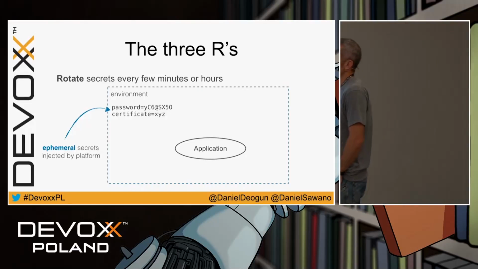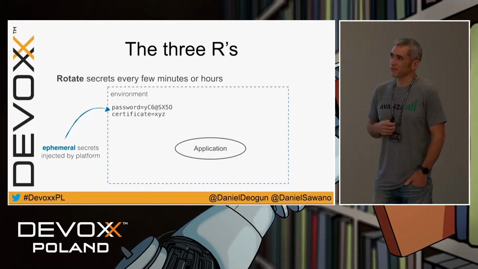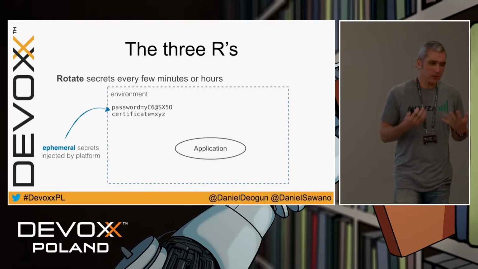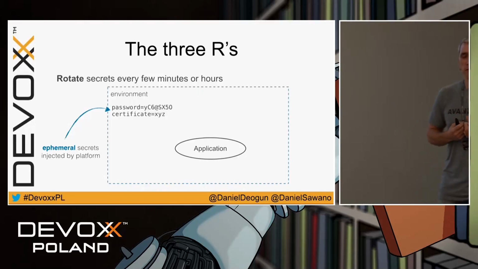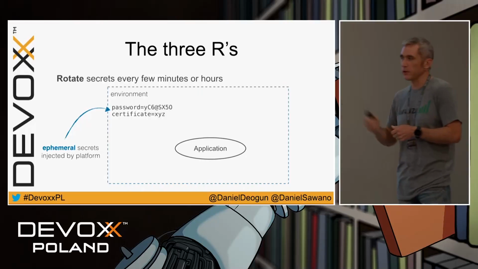So rotating secrets sounds weird, like it should be something complicated, but if you place all your configuration in the environment, it suddenly becomes quite easy, right? Because now the platform can do that change for you. The application doesn't even know the password has changed. You just get the password from the environment and use it.